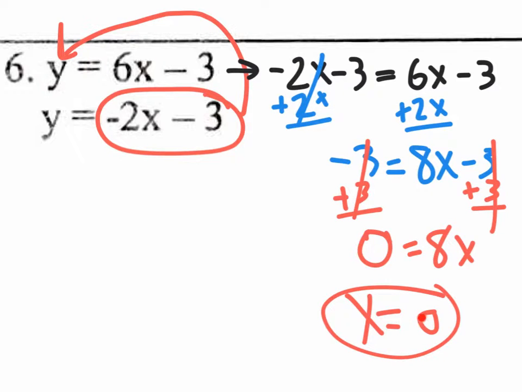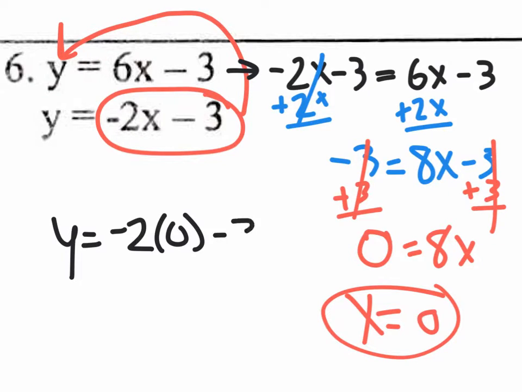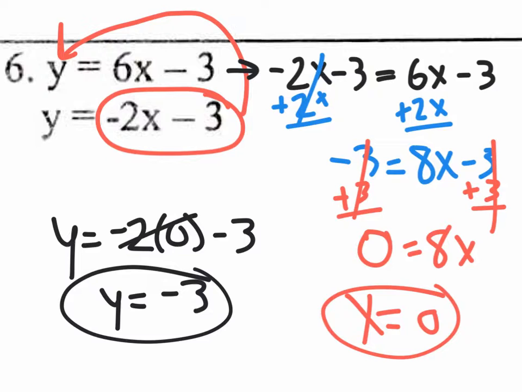I want to take this x value of 0 and put it in right here. So if I did have y equals negative 2 times 0 minus 3, I would get a y value of negative 3 because that cancels out, right? So there is my answer, 0, negative 3. That's the solution to this original system.